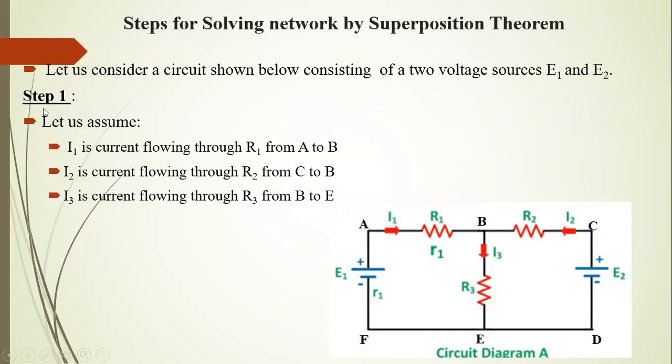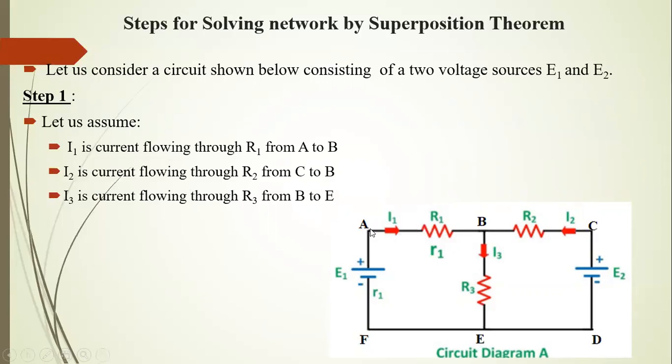So what will be our step number one? We'll always mark the terminals alphabetically A, B, C, D, E, F. This is just a marking; it can be any random alphabets. So let us assume that I1 is the current flowing in the resistor R1 from A to B. This is just an assumption of the direction. This is not the actual direction.